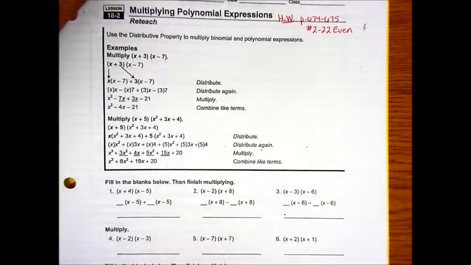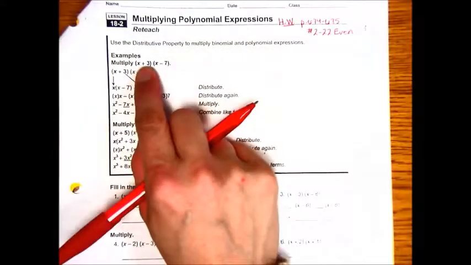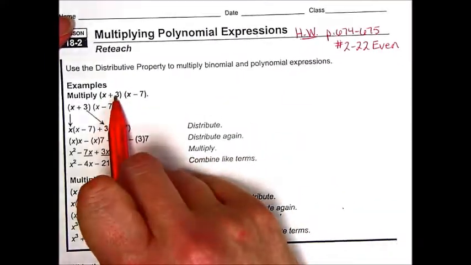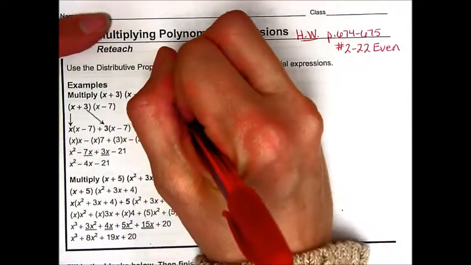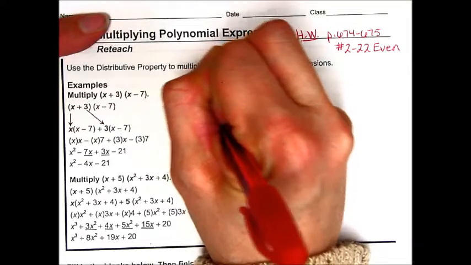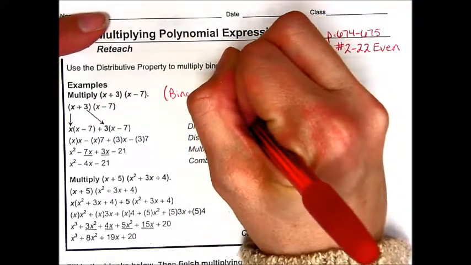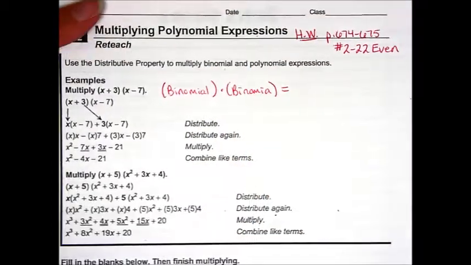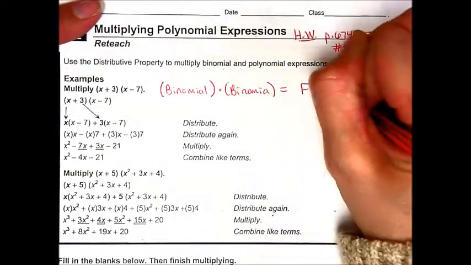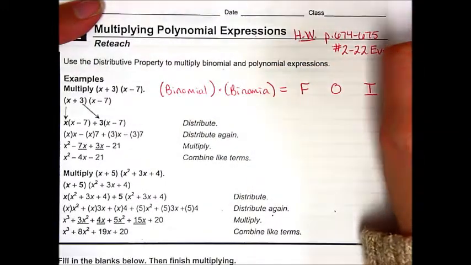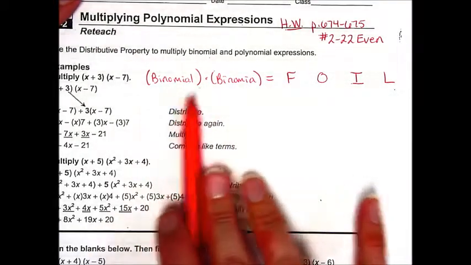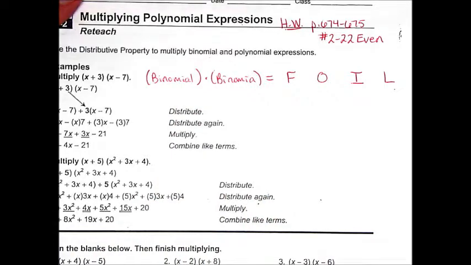So for multiplying polynomials, this is one of my favorite things. Okay, you guys want to look at this problem right here. This is a binomial times a binomial, and a lot of your problems today are going to be that. So I want you to write, if you have a binomial times a binomial, you get to use this super cool rule called FOIL. So write FOIL real big like that. This FOIL rule only works for a binomial times a binomial, but when it works, it's pretty cool.